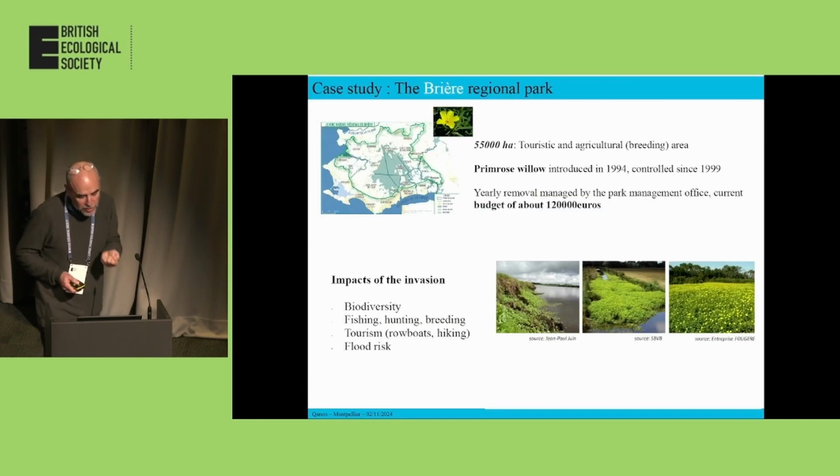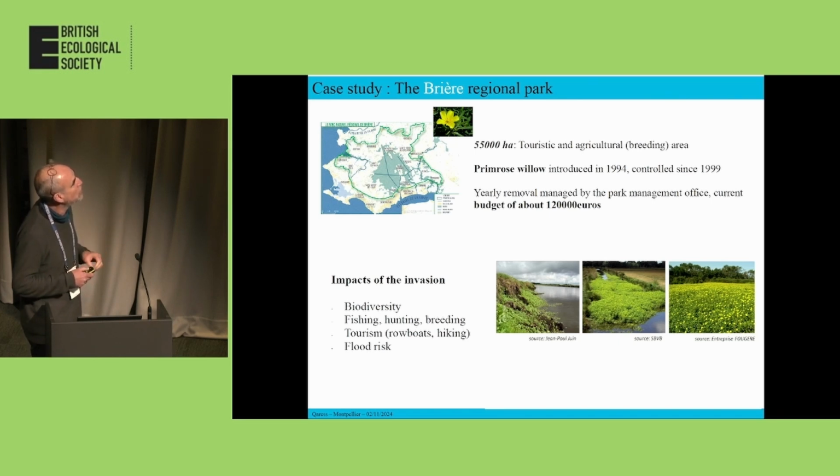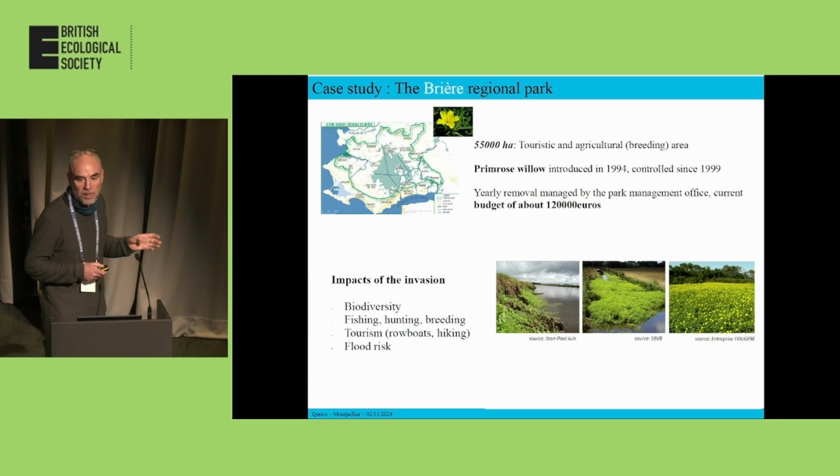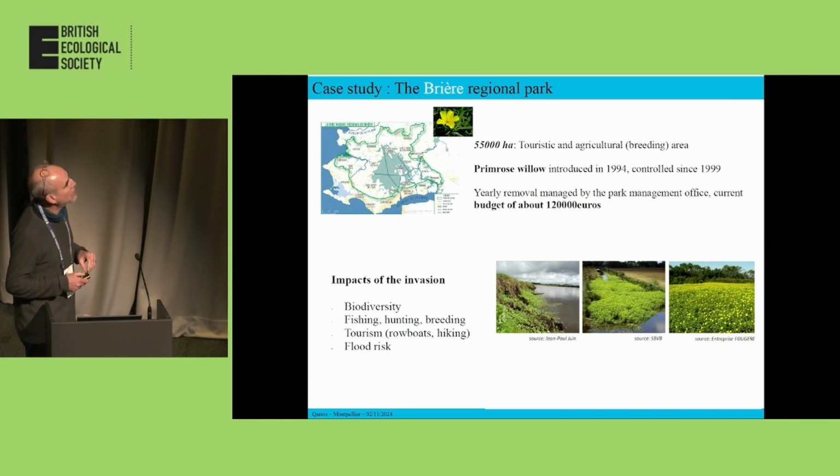So I turn now to the application to see whether this kind of criterion could be used in a park. So I took a regional park. This is Bruyère Marchland. It's on the west coast of France. It's 55,000 hectares. And in this park, there are many invasive species, and the most worrisome is primrose willow. Primrose willow has been there since 1994. It's spreading, and it has been controlled since 1999.